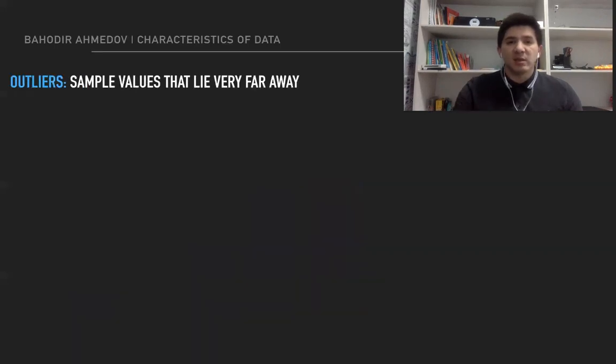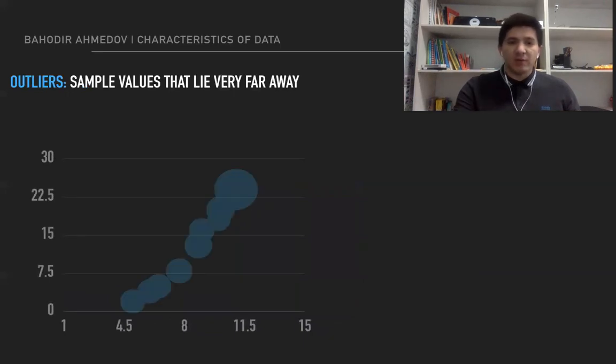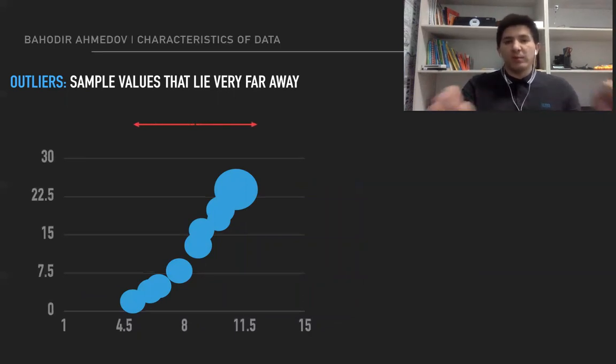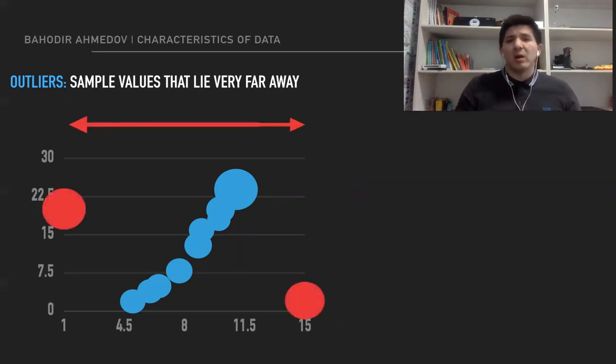The last characteristic of the data is called the outliers. These are sample values inside our data set which are much different from the others. Graphically, if this is our data set and I've got two more points which are much farther away from the others, they are going to be our outliers. Do you see these two red points, which are still in the same data set, but much farther away from the others?